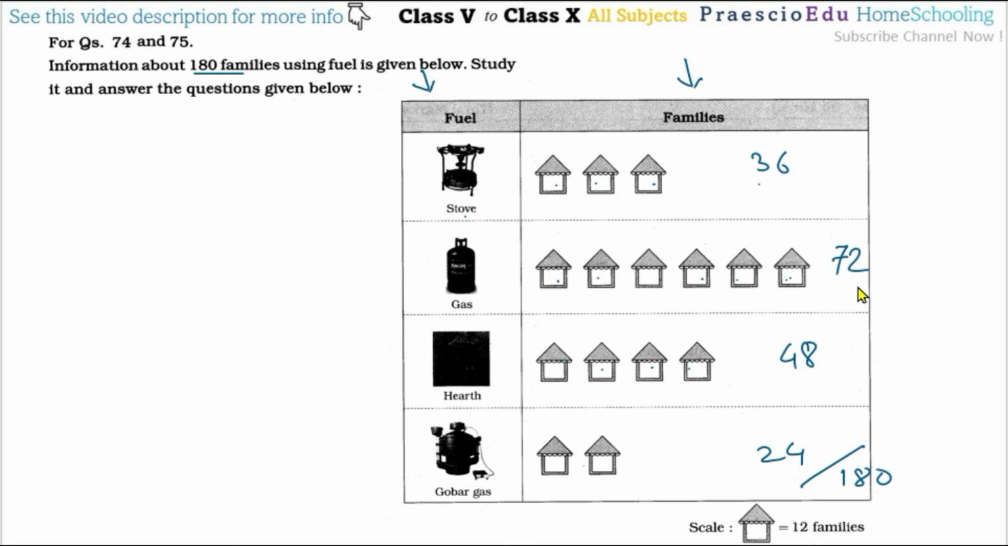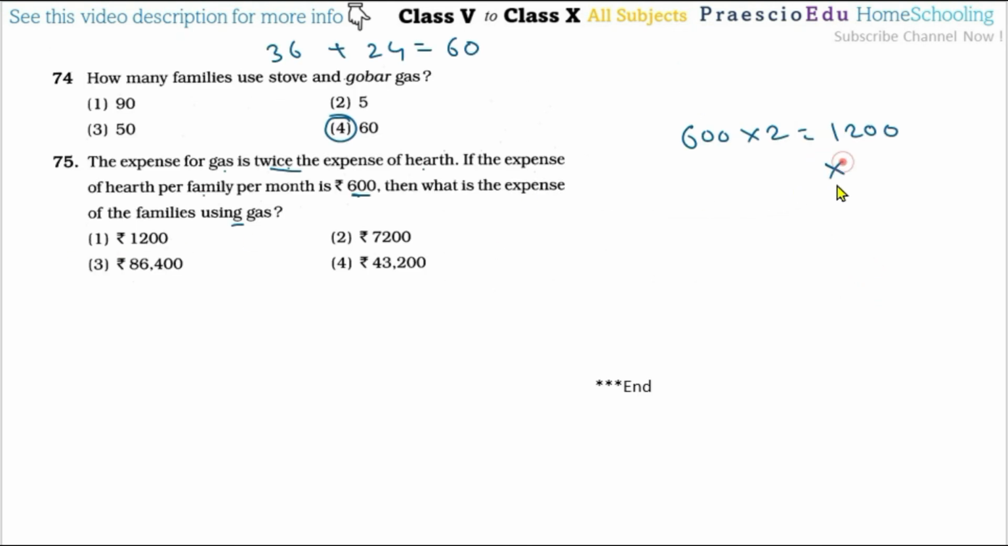Now here the gas has a total of 72 families, so we have to multiply by this 72, because the expenses of the families is asked, means total families. So this multiplication has to be done. 2 zeros, then 7 2s are 144. So here 4 and 14 carry. So 72 ones are 72 plus this 14, that is 86, means 86,400, and this is given in option number 3.